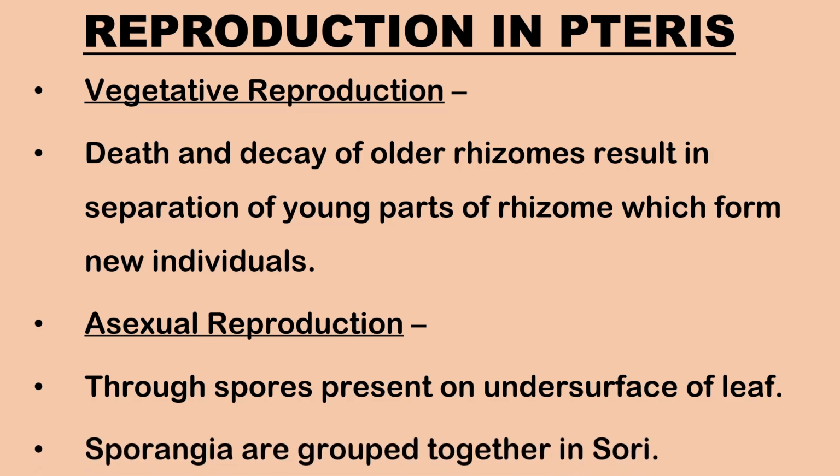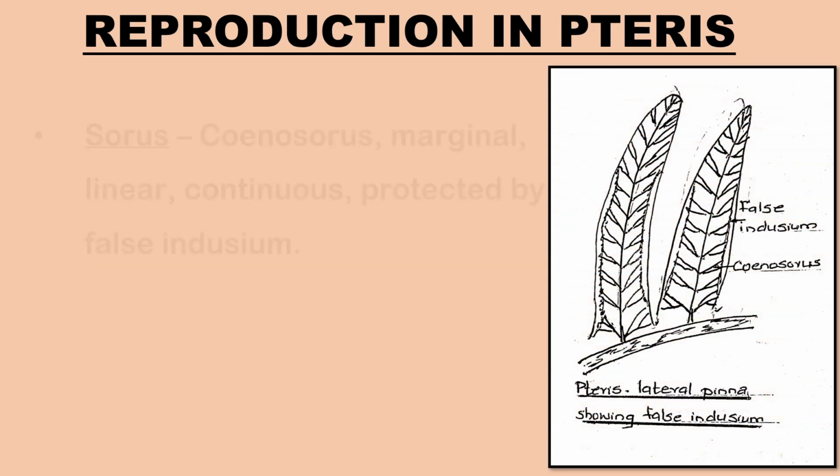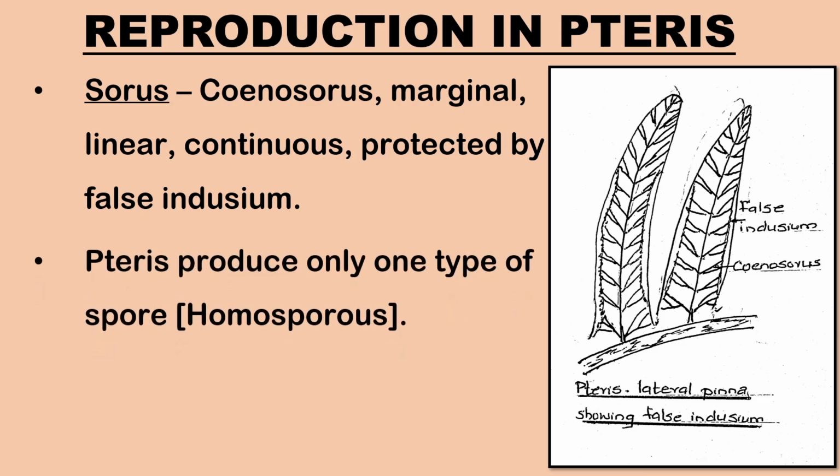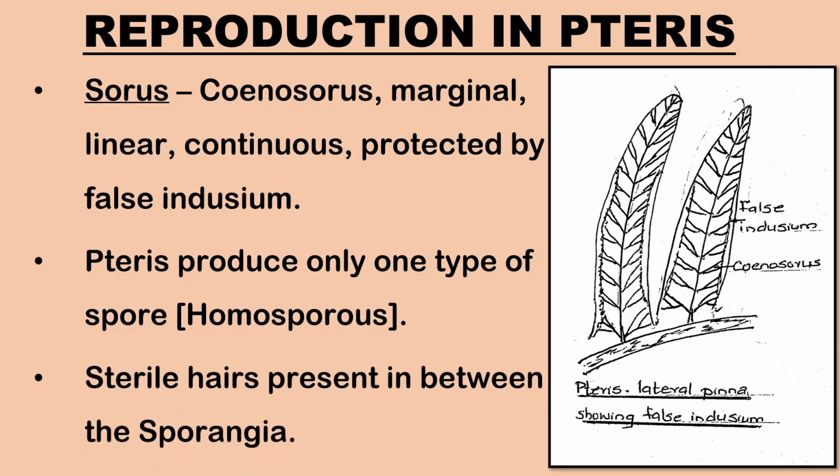The sporangia are grouped together in structures called sori. The sorus of Pteris is coenosorus. The sori are marginal, linear, and continuous, protected by the reflexed margin, the false indusium of the pinna. Pteris produces only one type of spore, making them homosporous. Many sterile hairs are present in between the sporangia.